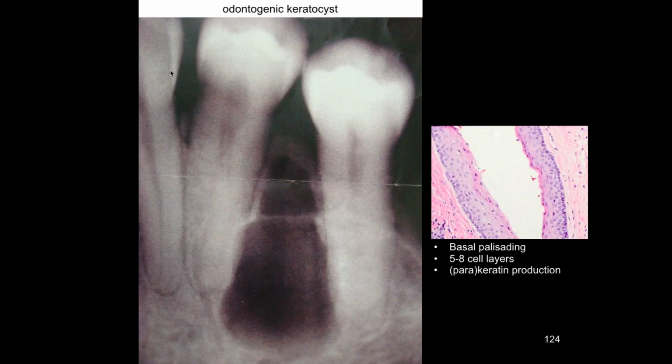So, I told you I was going to show you a little bit of histology, right? This is the basal palisading, the 5 to 8 cell layers, and the parakeratin. This is OKC. And it was OKC, then it was KCOT. We're back to OKC. The World Health Organization changed their mind again, right? So it's OKC. And we'll talk about the syndrome that goes with that in a minute.